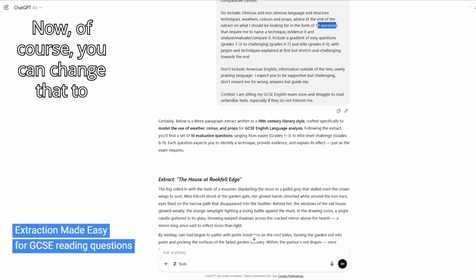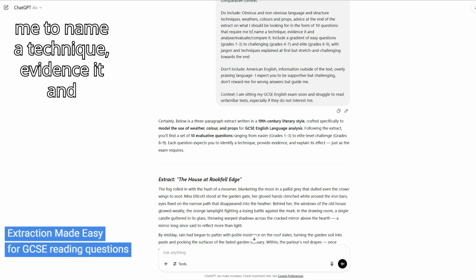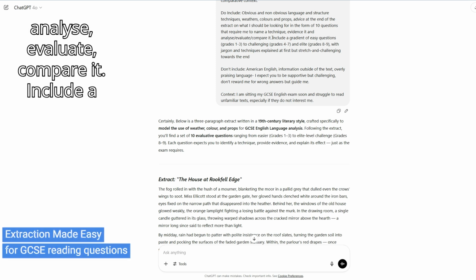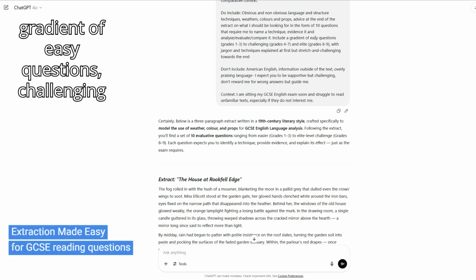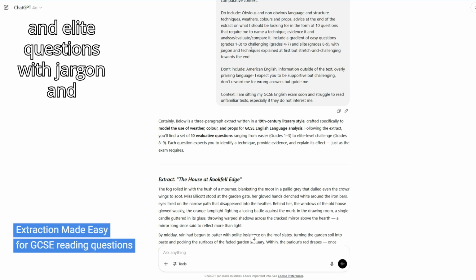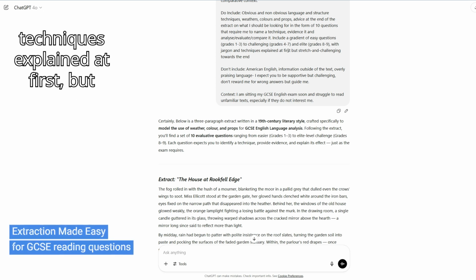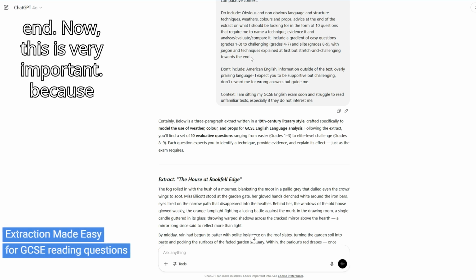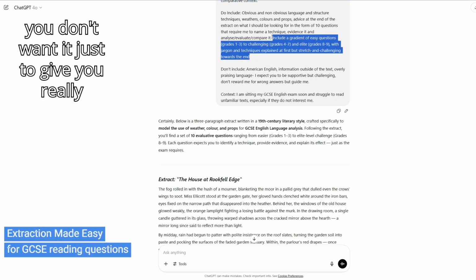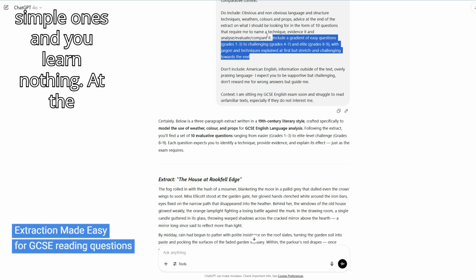Now, of course, you can change that to how many questions you want. That require me to name a technique, evidence it, and analyse, evaluate, compare it. Include a gradient of easy questions, challenging, and elite questions with jargon and techniques explained at first, but stretch and challenge towards the end. Now, this is very important, because you don't want it just to give you really simple ones and you learn nothing.